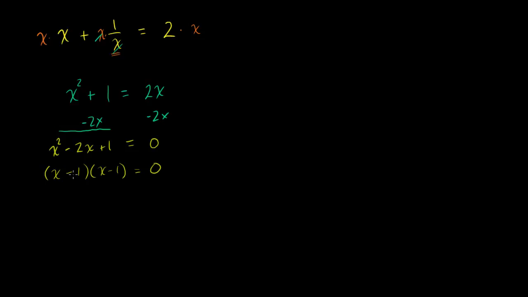And we know if two numbers, when you multiply them, equal 0, that means one or both of those numbers have to be equal to 0. In this situation, the number is the same, right? This is x minus 1 squared is equal to 0. So we know that x minus 1 has to be equal to 0. Add 1 to both sides of this equation, and we get x is equal to 1. And you can verify it. 1 plus 1 over 1 does indeed equal 2. So it definitely does work.